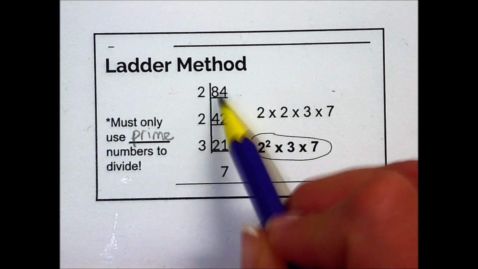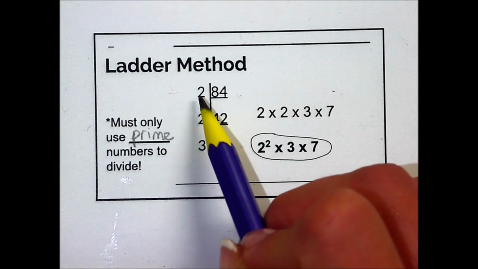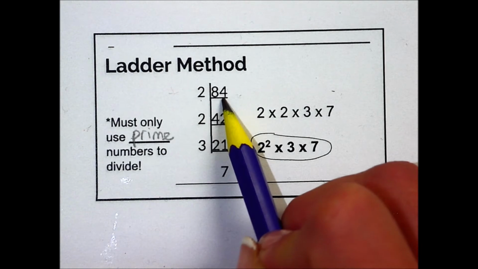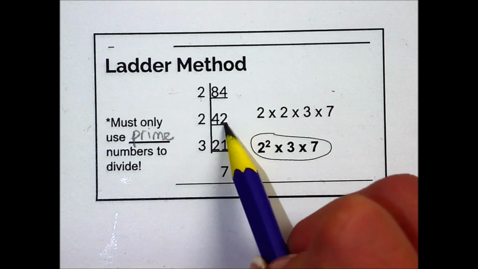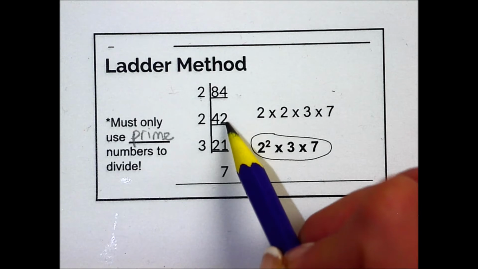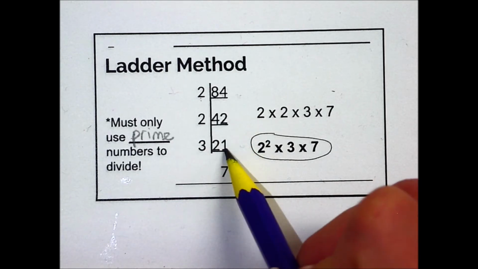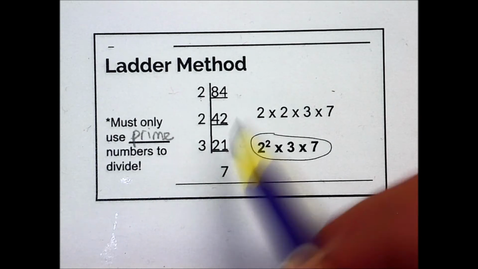So see, we're back to this number 84 that we just worked with the tree method a moment ago. The number 2 will go into the 84 because 84 is even. Okay, 2 goes into 84 42 times. 42 is not prime, and so I need to continue. It is even. 2 will go into 42 as well. 2 goes into 42 21 times. 21 is not prime, so I keep going.